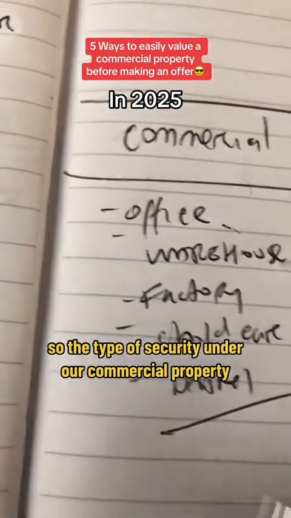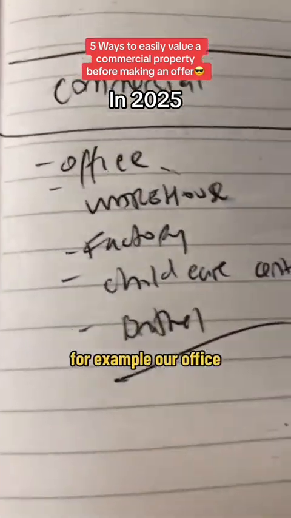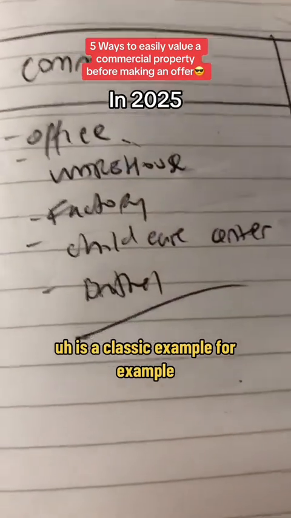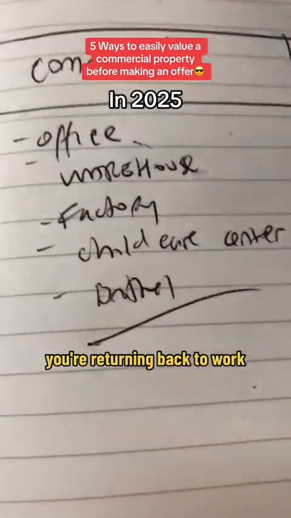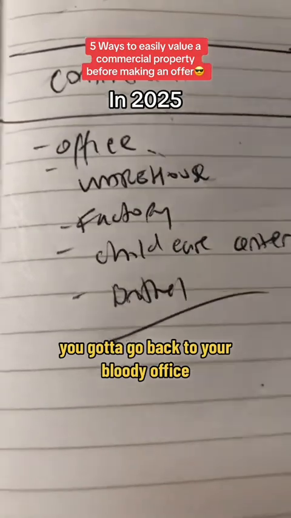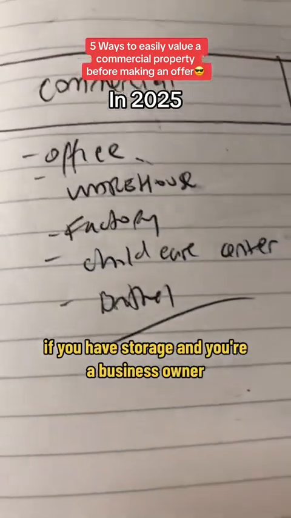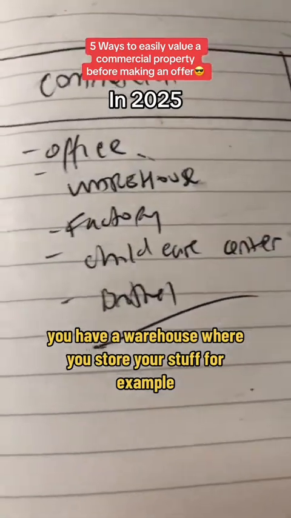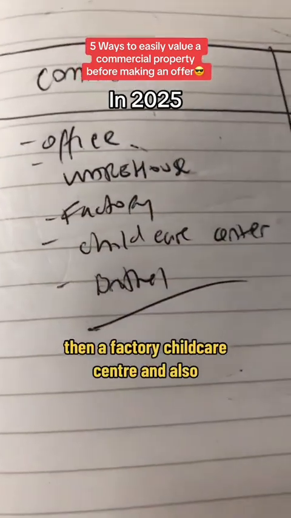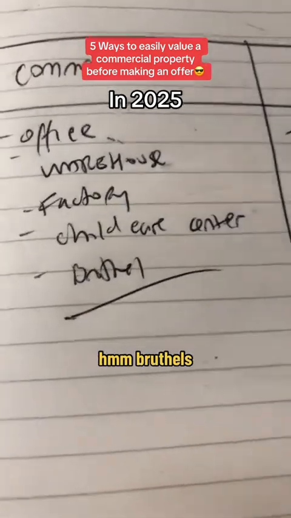So the type of property under commercial, for example, an office, is a classic example. So for example, you're 9 to 5, you're returning back to work, you've got to go back to your office. If you have storage and you're a business owner, you have a warehouse where you store your stuff. For example, you're a factory worker, then a factory, childcare center, and also brothels.